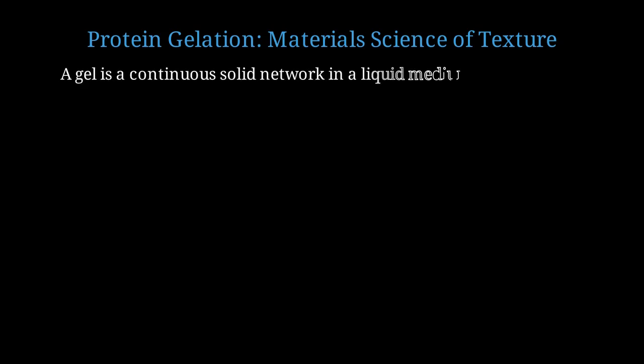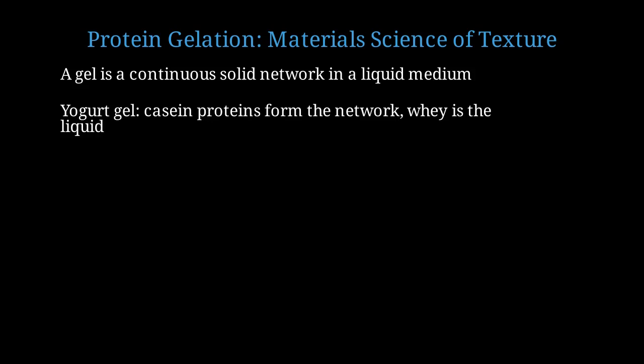A gel is defined as a continuous three-dimensional solid network dispersed in a liquid medium. The solid network traps the liquid, preventing flow. In yogurt, the aggregated casein proteins form the solid network. The liquid phase is whey, containing water, minerals, and whey proteins that didn't aggregate.